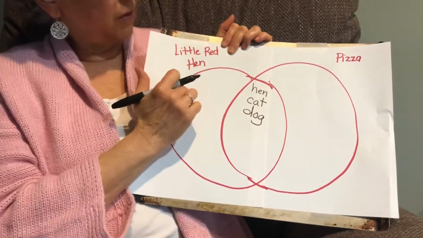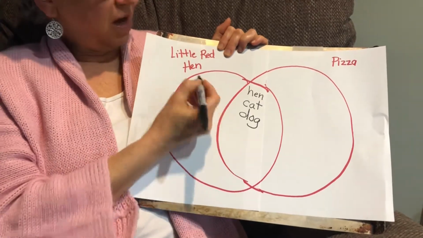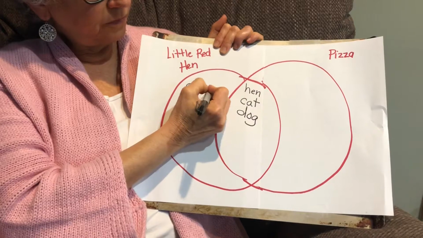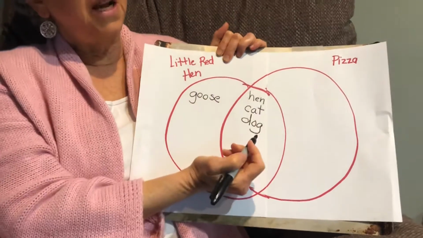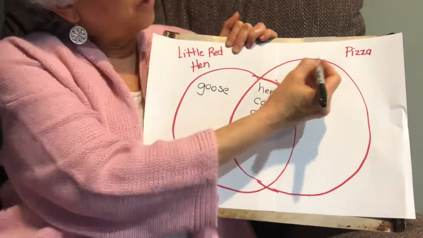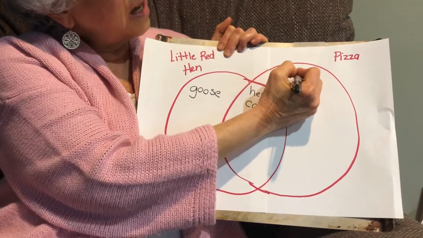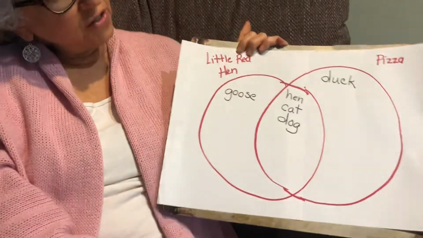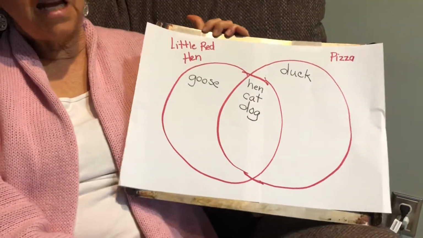In The Little Red Hen, the other animal was a goose. And in The Little Red Hen Makes a Pizza, the other animal was what? Oh, I hope you said duck, because it was definitely a duck. So that's the characters. Let's talk about the setting.